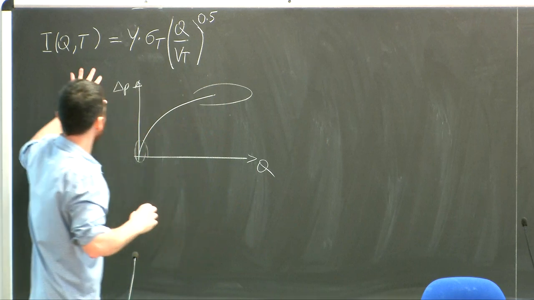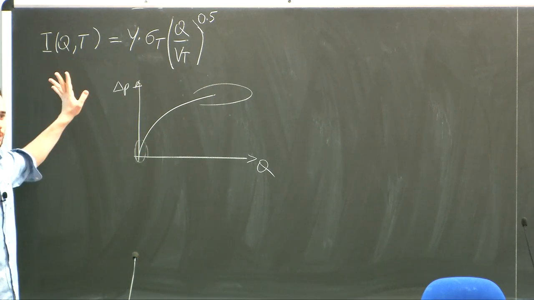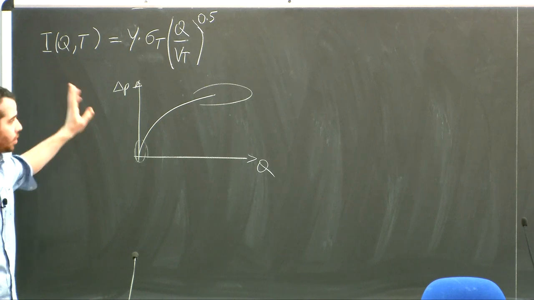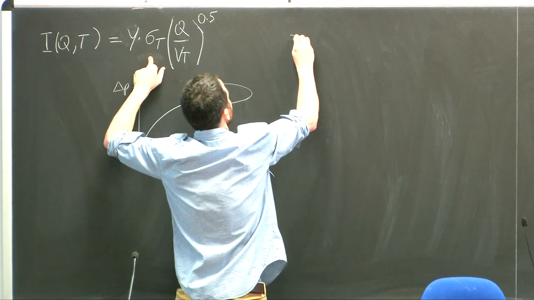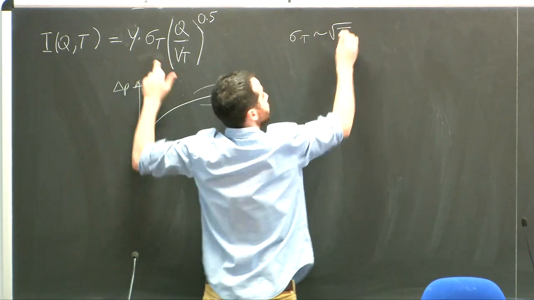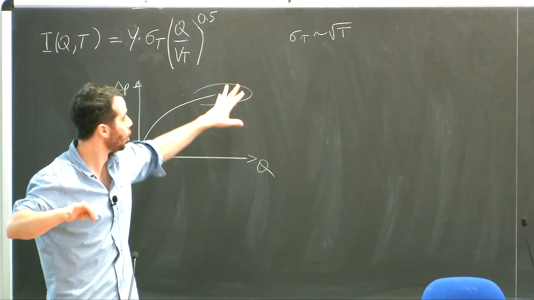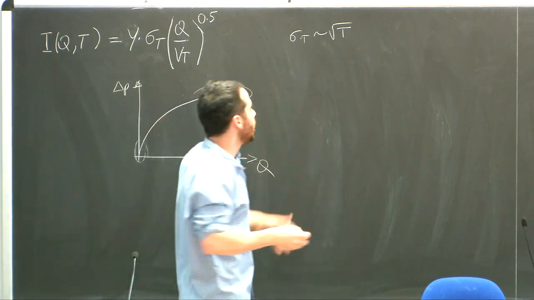What's the exact t dependence? I mean, this curve exactly depends upon the time scale. We looked at it yesterday, but in a crude approximation, what you would say here is that sigma t is something like square root of t, the longer it is, for not very short times.